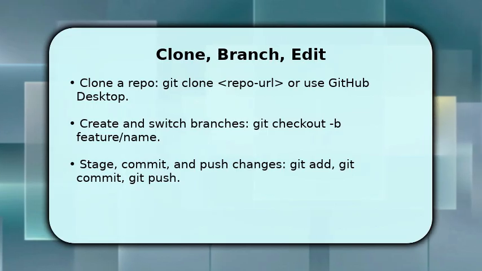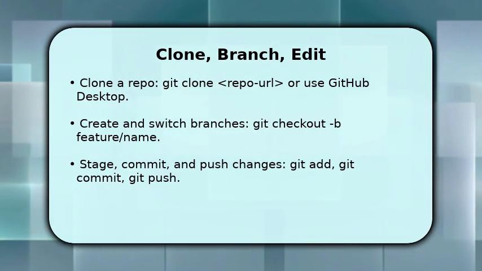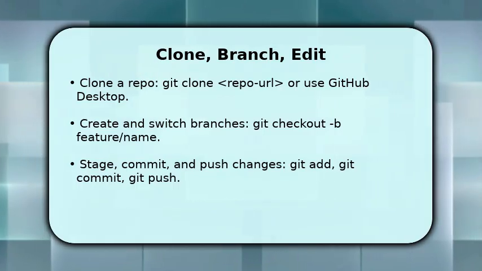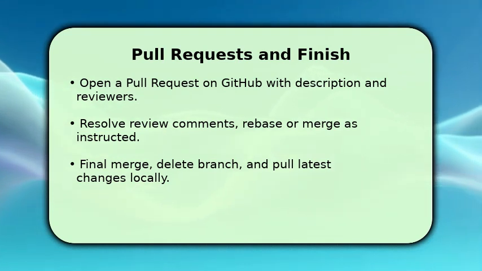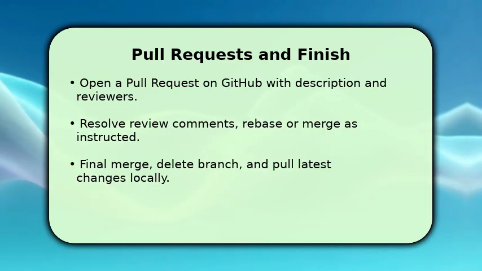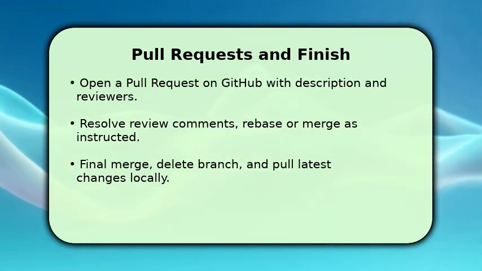If you prefer a GUI, use the editor's source control panel to stage, commit, and push interactively. It simplifies conflict spotting. You finalize by opening a pull request on GitHub and adding a clear description and reviewers. Address feedback by committing follow-up changes to the same branch, then push again. GitHub updates the PR automatically.